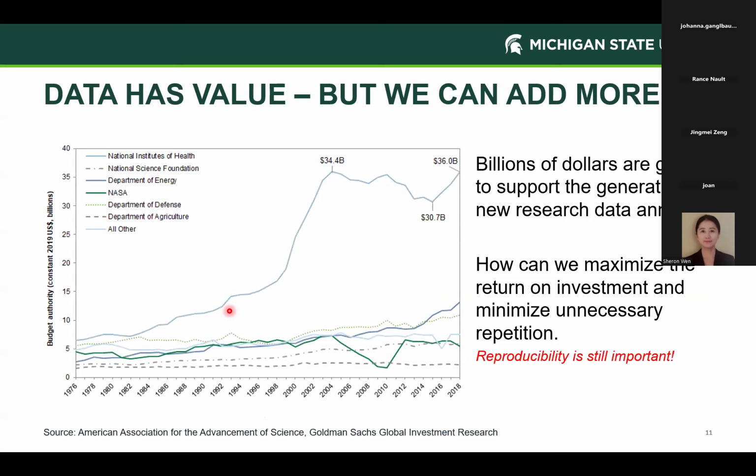So this is beyond just the sort of selfish need, right? I talked about using AI and we wanted to develop this model, but there are just broader advantages as well for doing this. This is a graph of how much money the NIH and other funding agencies have been given, billions of dollars for research to generate data. But how many times are those data sets duplicates of each other because they're not being shared, right? How can we maximize that return on investment from generating these data?